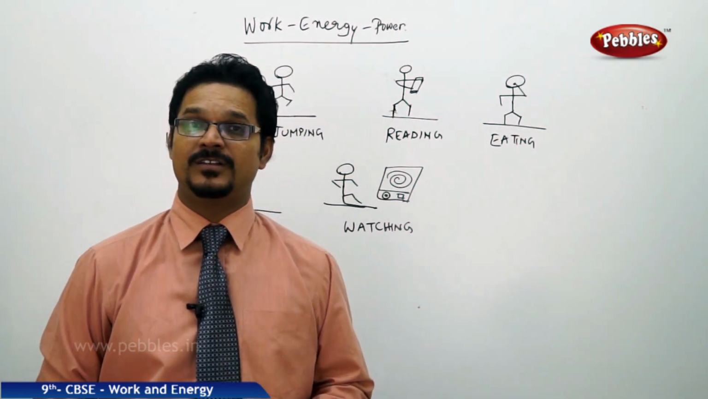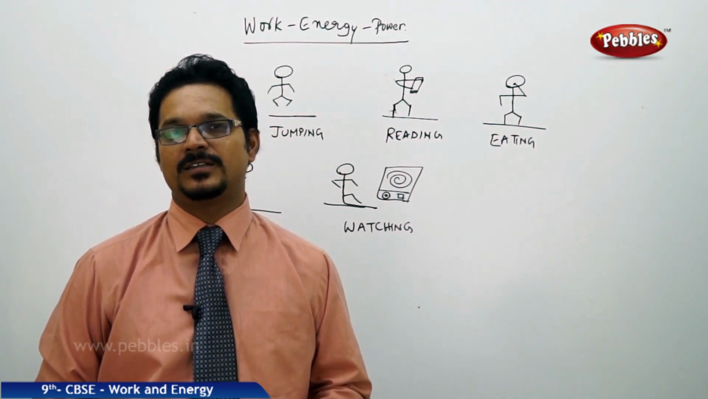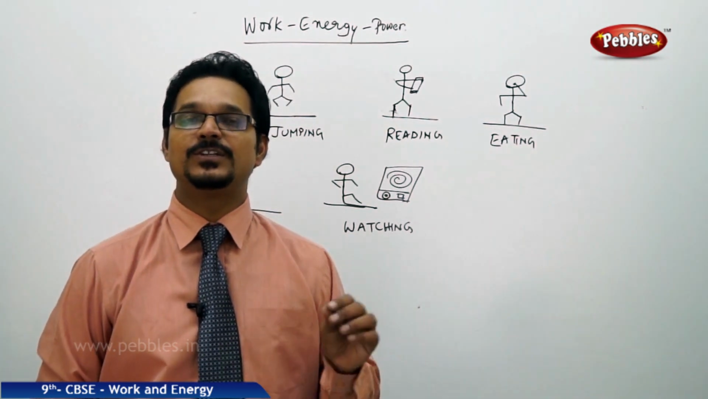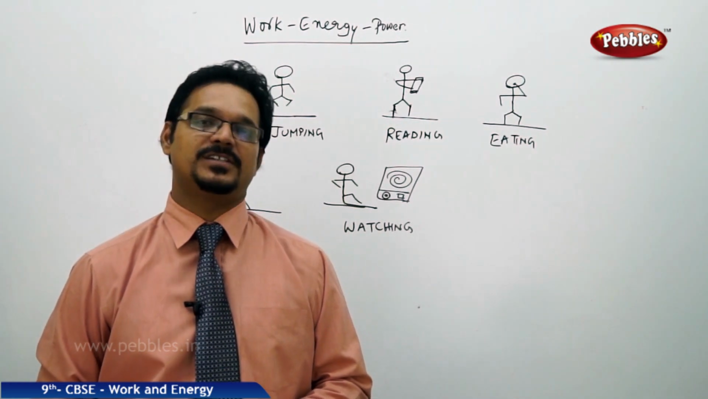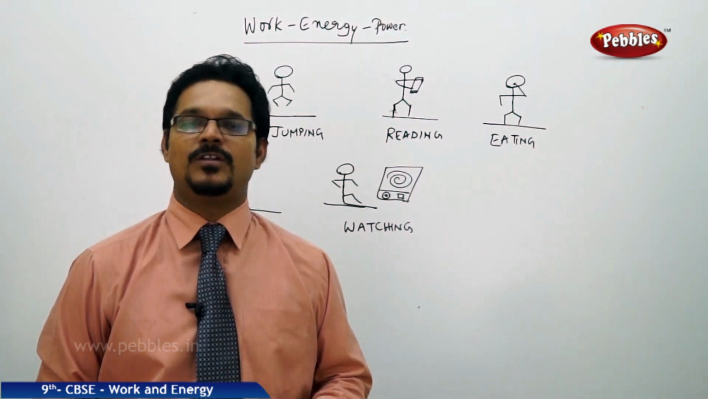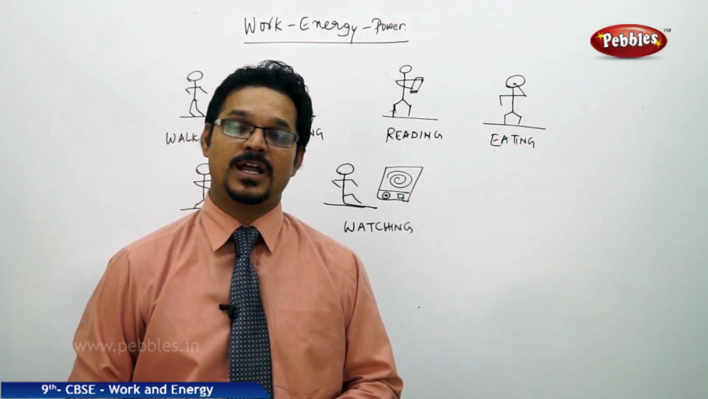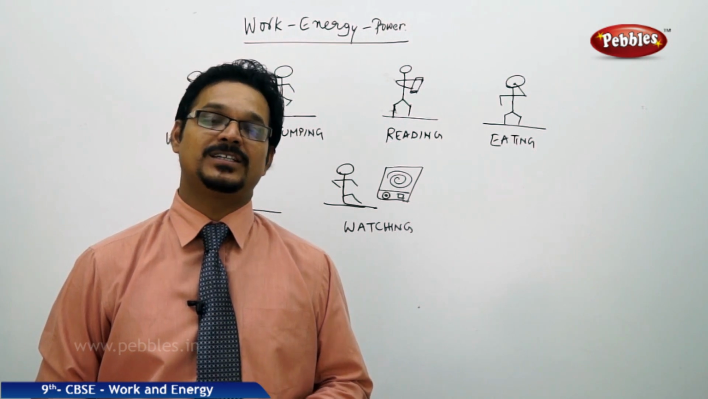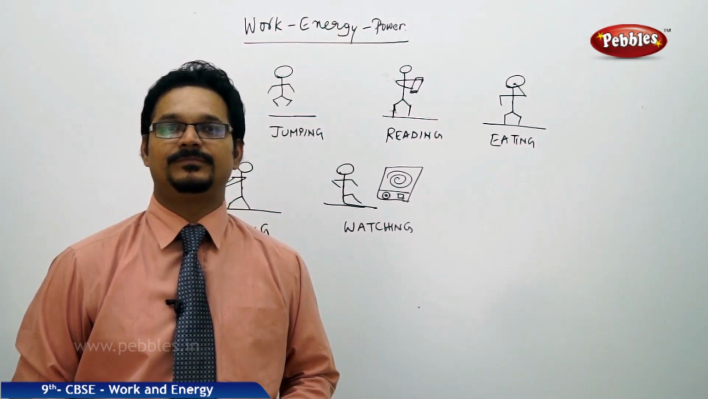But do you agree with it in physics? Not at all. Because physics says, if you want to tell something in physics, it should be measurable. If it is not measurable, that is not physics. So work also must be measurable. Now how can it be measurable, how can we say that this is work and this is not, and what is the relationship between energy and power with work? We're going to discuss in detail in this chapter called work, energy, power.